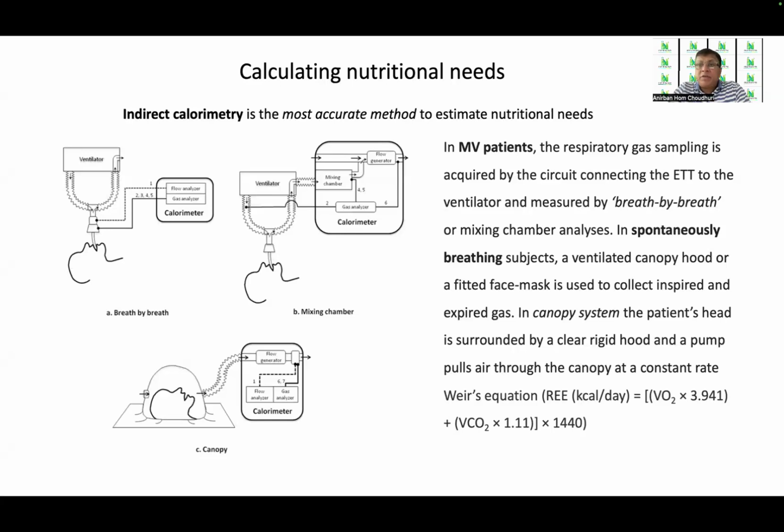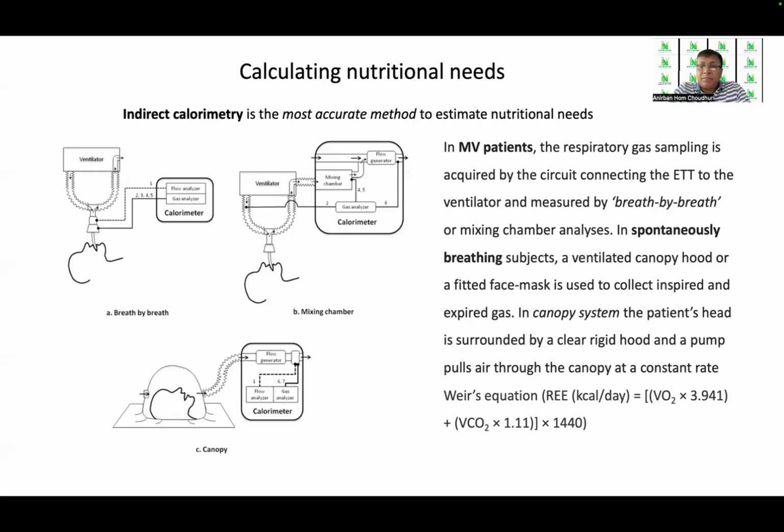And there is an equation which is called the modified Weir's equation, W-E-I-R apostrophe S, Weir's. Initially, it was Weir's equation. Later on, it has been modified on certain parameters. So this Weir's equation gives a calculation of the resting energy expenditure. Now, in patients who are not mechanically ventilated but are spontaneously breathing, then a ventilated canopy hood or a fitted face mask is used to collect this inspired and expired gas.